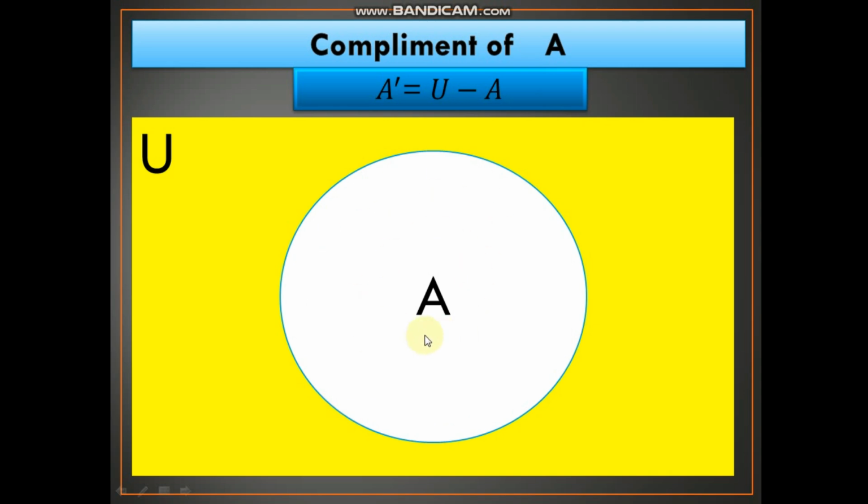So what is our answer? Which portion is our answer? Good. This yellow shaded area is our answer, right? The yellow shaded area is our answer. And after this our lecture is complete.